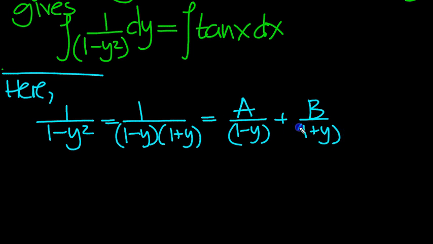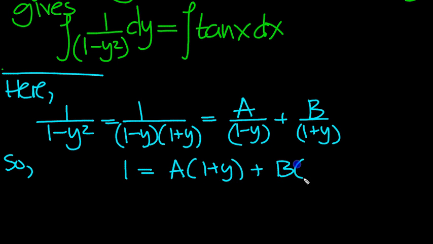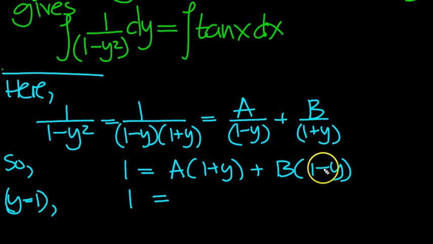This won't take a moment to do. Multiply by the denominator then. Let's see what we get. 1 is equal to a(1 plus y) plus b(1 minus y) when we cross multiply. So put in values. y equals 1 will be the first value. 1 equals, this will disappear, 1 minus 1 is 0, 0 times b is 0. So we'll just end up with 2a. So a is a half.